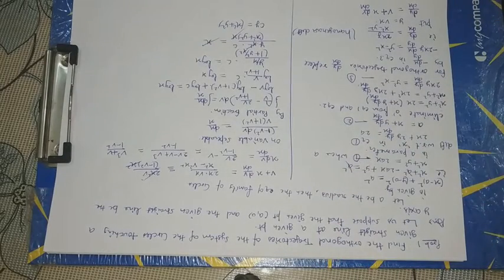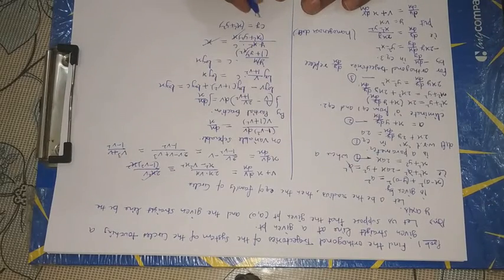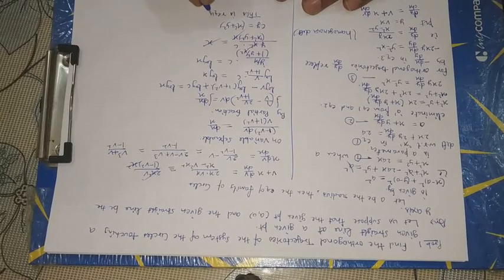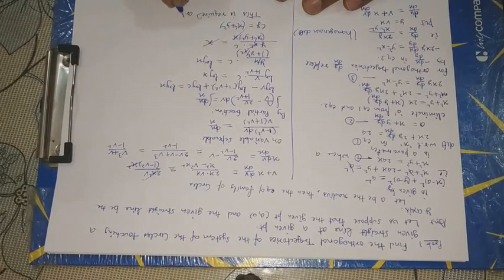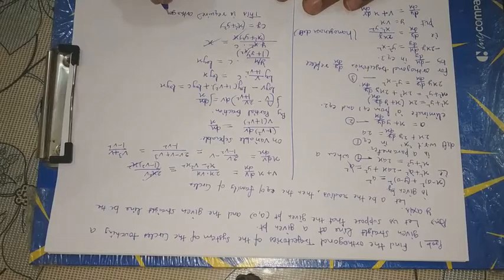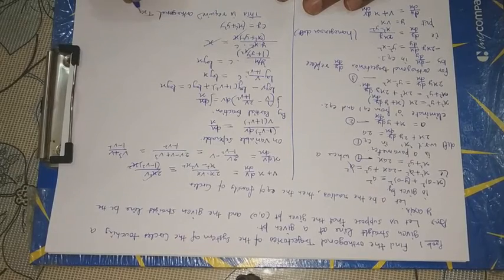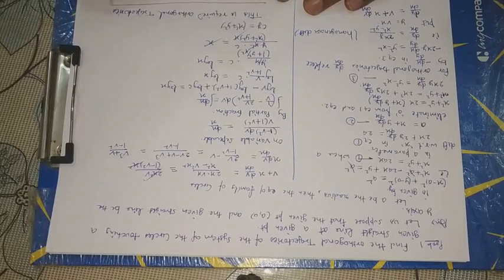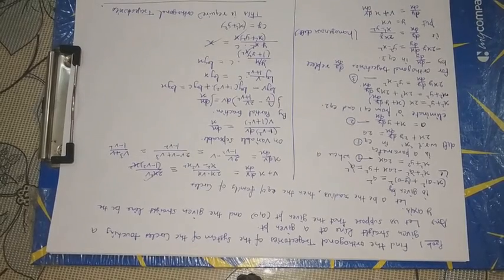Okay, this is the required orthogonal trajectory. This is the required orthogonal trajectories of the given family of circles.